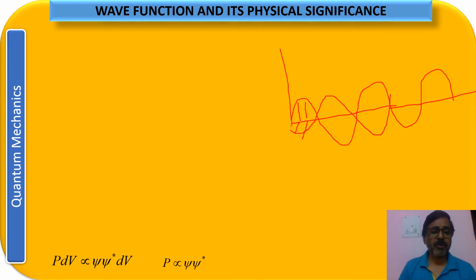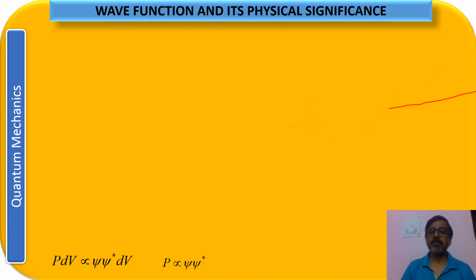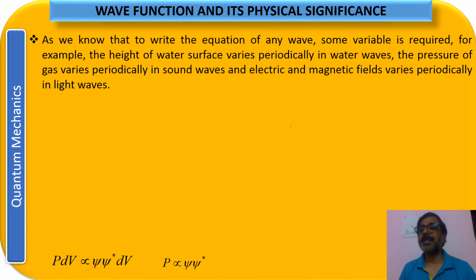Similarly, if you take the sound wave, what is happening in the case of the sound wave? You have the pressure, right? You have the rarefaction and the compression of the atmospheric air. So with that pressure, your sound wave is moving. So to represent any wave, we require something which is going to vary. What is that thing that is going to vary in case of your matter wave? This is what we are going to look into.